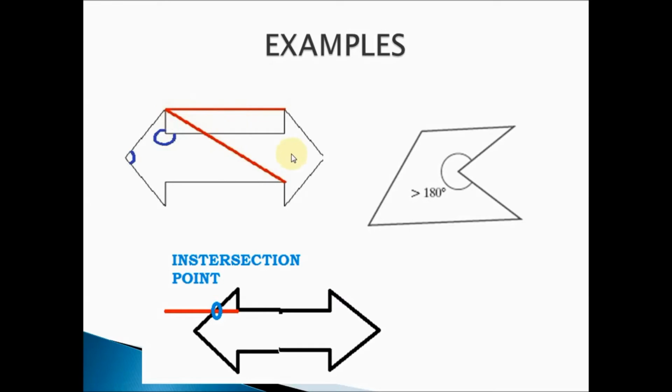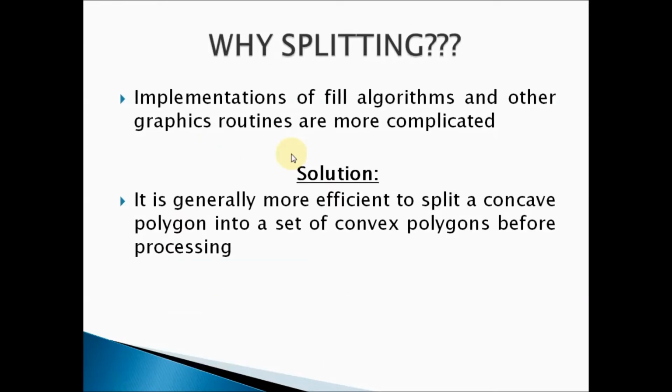So now, why splitting? Why do we have to split a concave polygon into convex polygons? Mainly because of some complications. What are those complications? You know that every polygon can be filled with some color or a pattern.